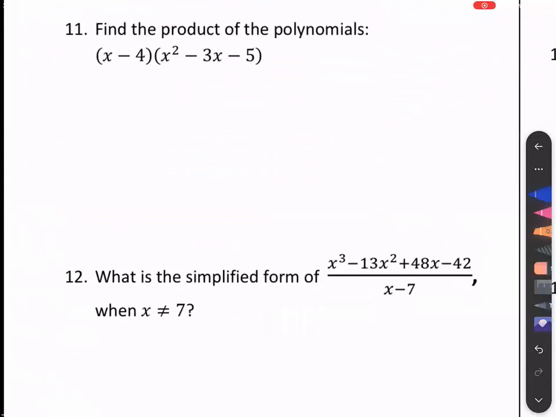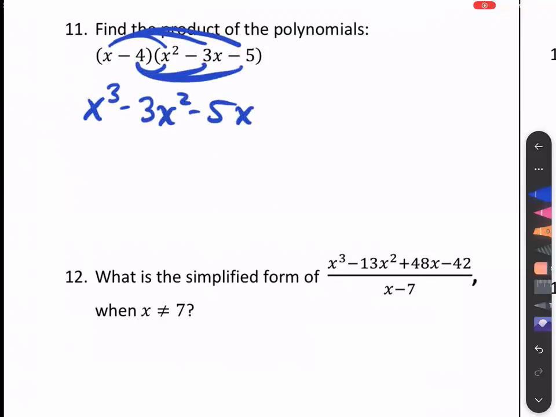Number 11 is find the product. And remember, product just means multiplication. When we multiply, we have to distribute everything to everything else. So I have to take that x and multiply it by everything. So I get x cubed minus 3x squared minus 5x. Then I do the same thing with the negative 4. So negative 4 times x squared is negative 4x squared plus 12x plus 20.